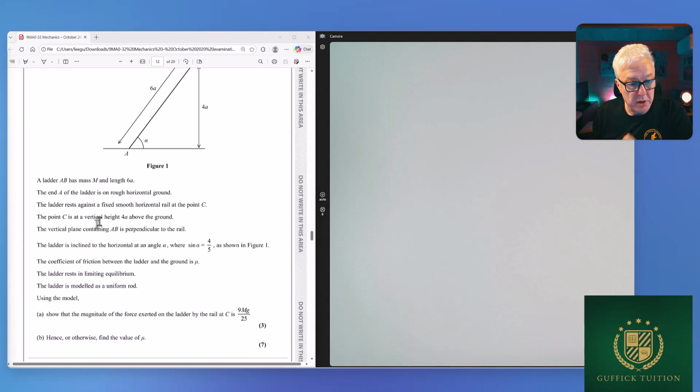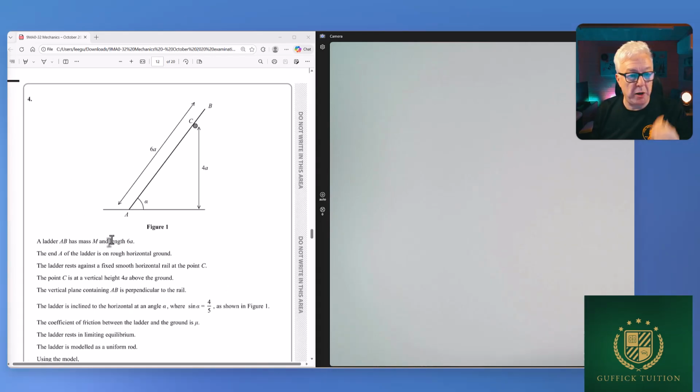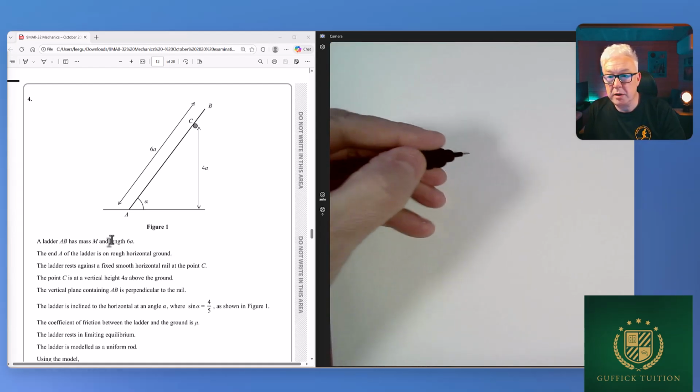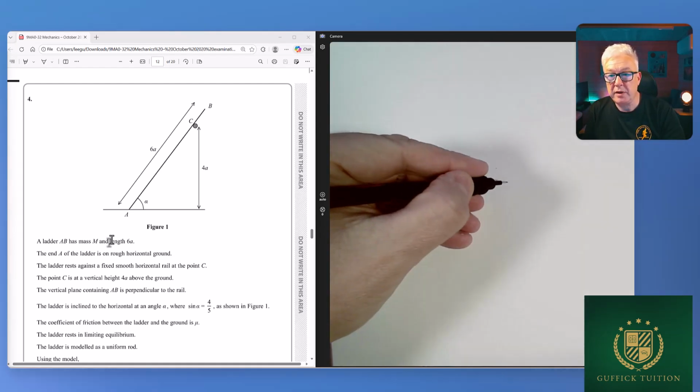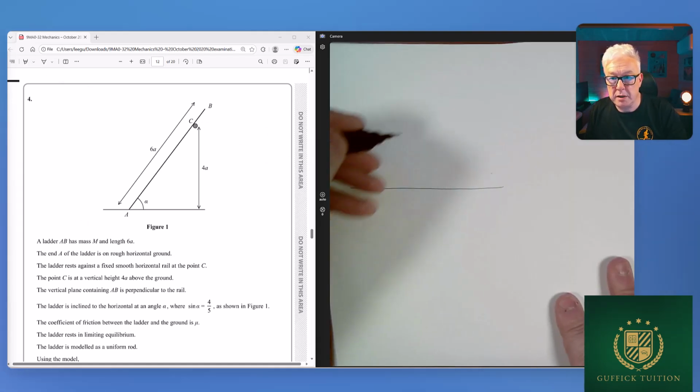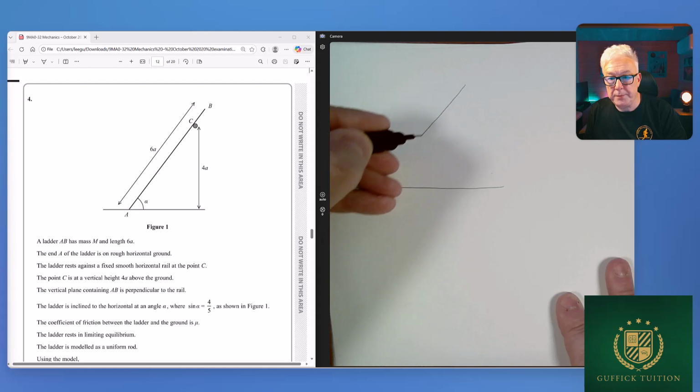Using the model, show that the magnitude of the force exerted on the ladder by the rail at C is 9mg/25, and hence otherwise find mu. Okay, first of all, let's get our sketch going. One of the most important things to have in mechanics is a good drawing. Let's have a look at this one.